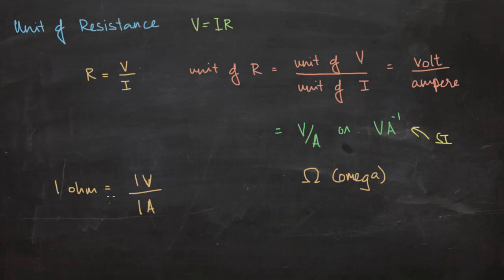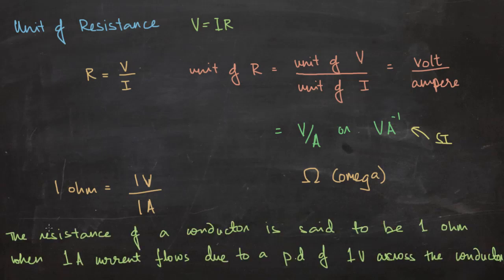Now let's define what 1 ohm is. Here's the definition of 1 ohm. The resistance of a conductor is said to be 1 ohm when 1 ampere of current flows due to a potential difference of 1 volt across the conductor. This is how we define 1 ohm.